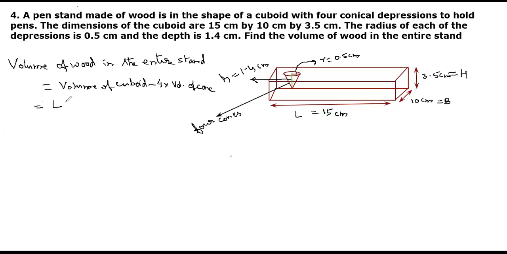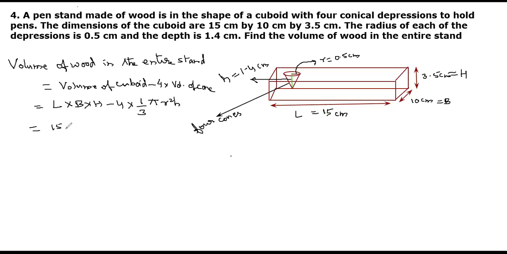The volume of the cuboid, here length we have taken L, is L into B into H, length, breadth into height, and 4 into the volume of cone. The volume of cone is 1 by 3 pi r square h. Radius is given and h is also given. Now substituting the values, length is 15 centimeters. All are in centimeters. For doing the question, just check that all should be in the same unit, otherwise you have to convert it to the same unit.